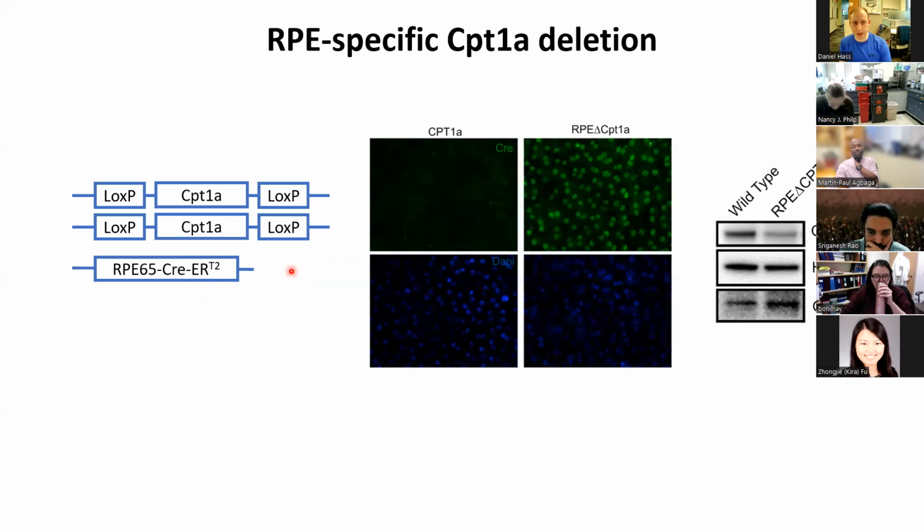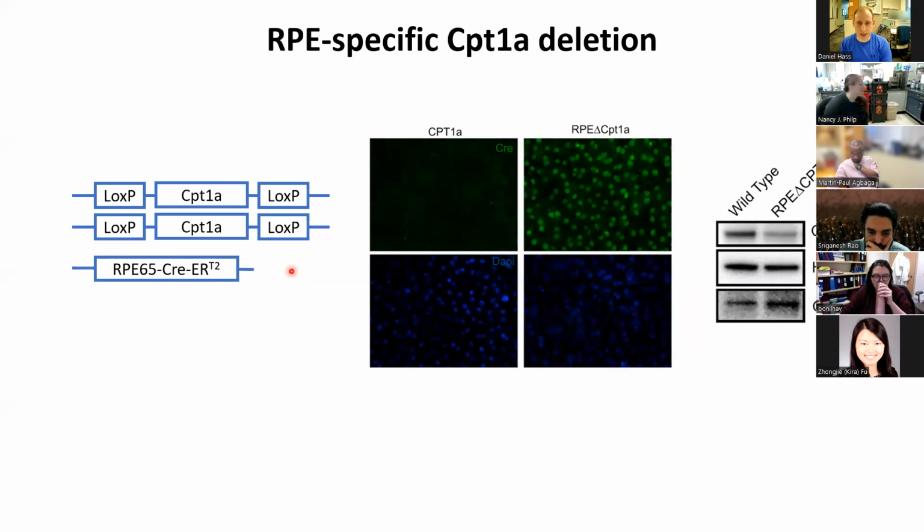And so this is also using the RPE65 Cre line, and knocking out, instead of HMGCS2, CPT1A, which is the enzyme that's rate limiting for long chain fatty acid oxidation. So you need it to conjugate the palmitate or any long chain fatty acid to carnitine.